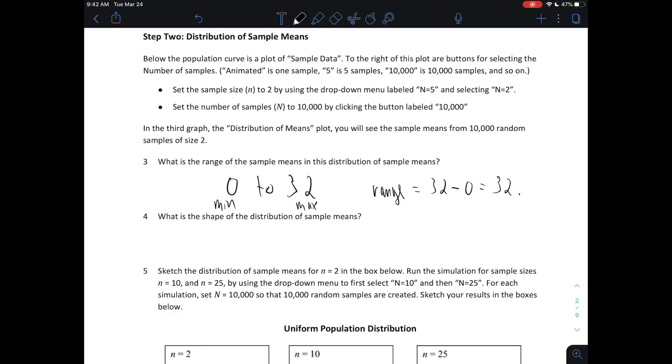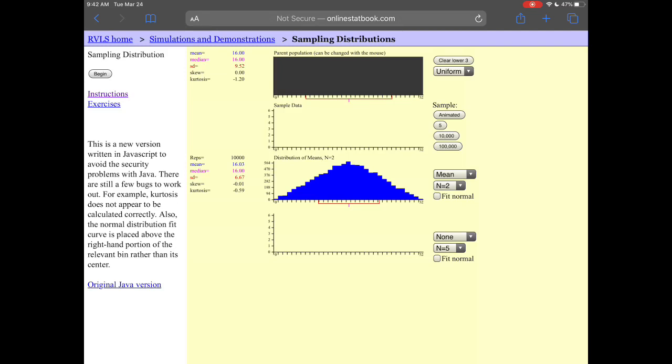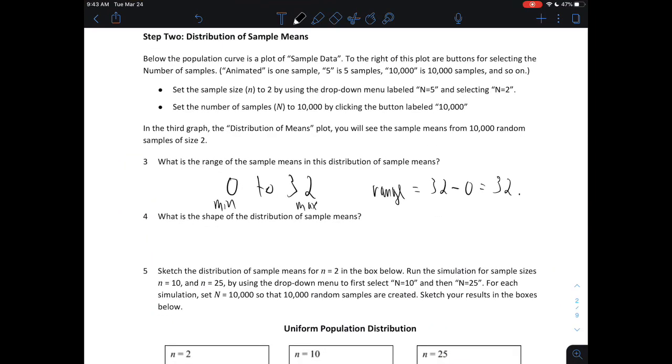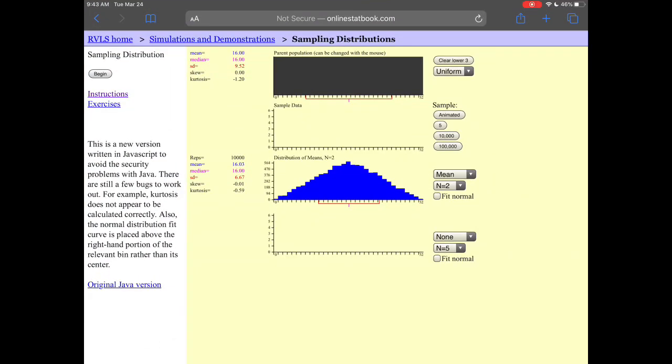Number 4 asks, what is the shape of the distribution of sample means? If we go back to our graph, we see that it is low on the left and the right, and that it reaches its highest values in the middle, the center. So this should remind us of a normal distribution. So maybe we could say approximately bell-shaped. And if we compare it to the original graph at the top of that screen, we can definitely see that it is not uniform anymore.